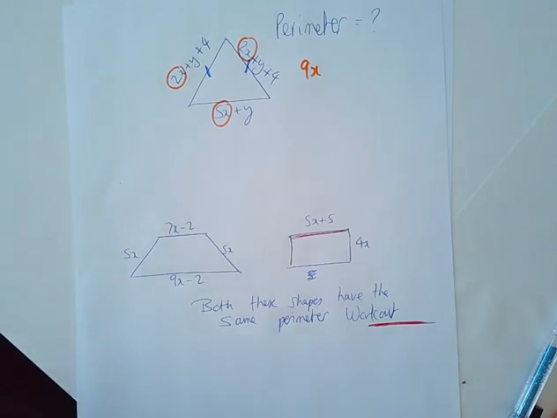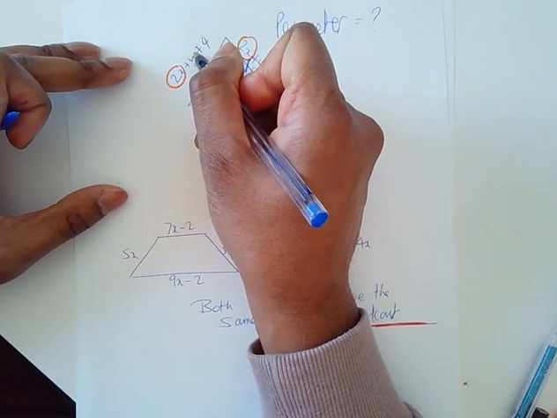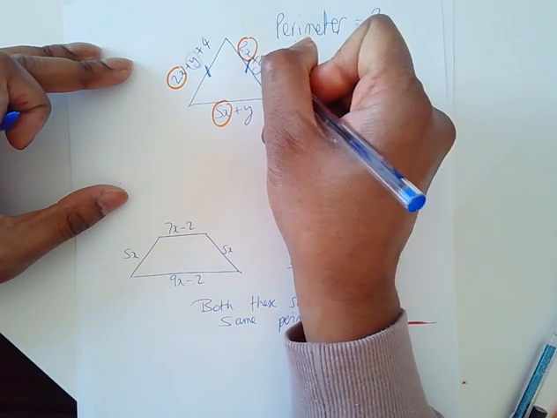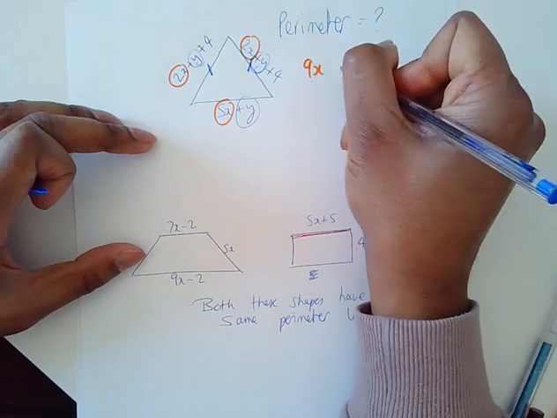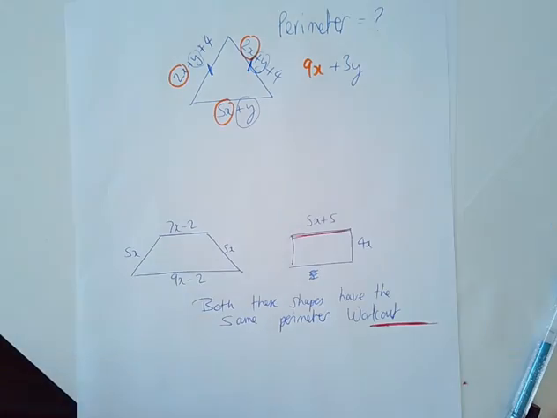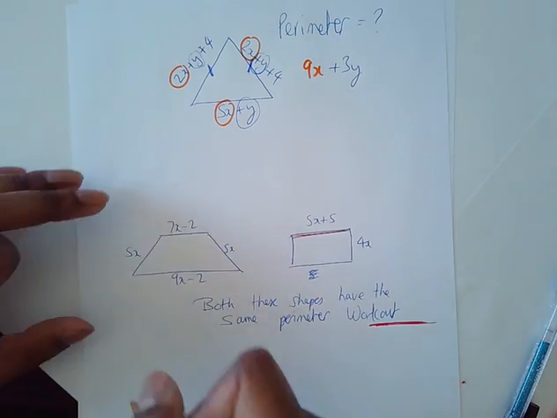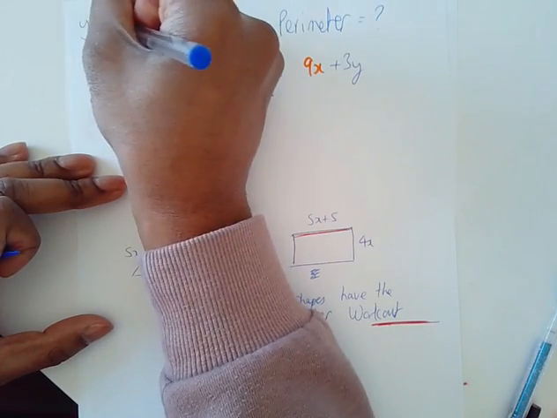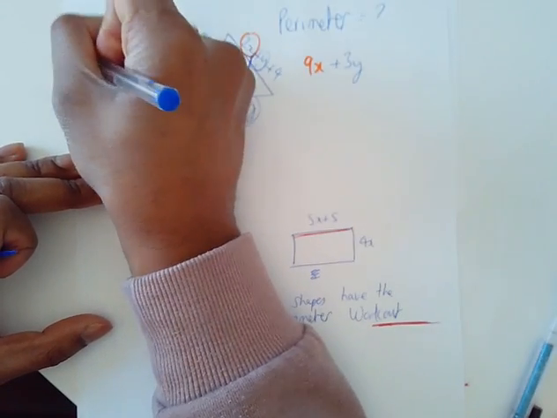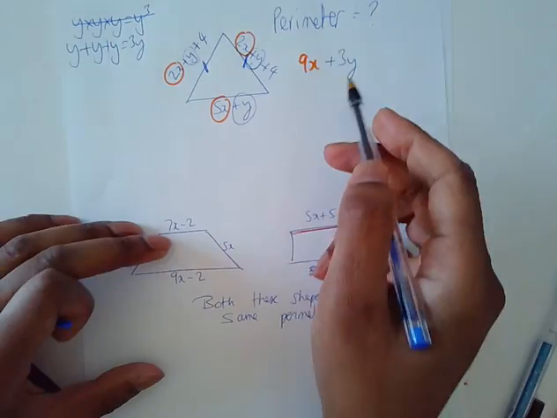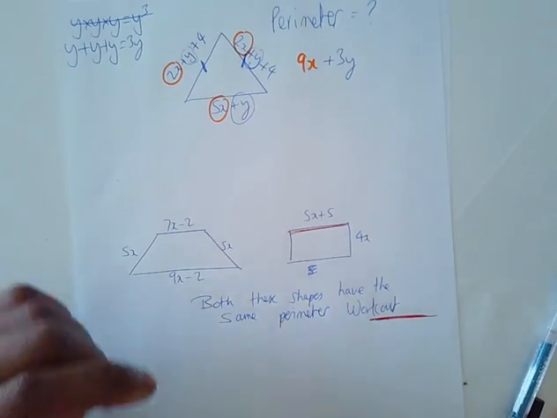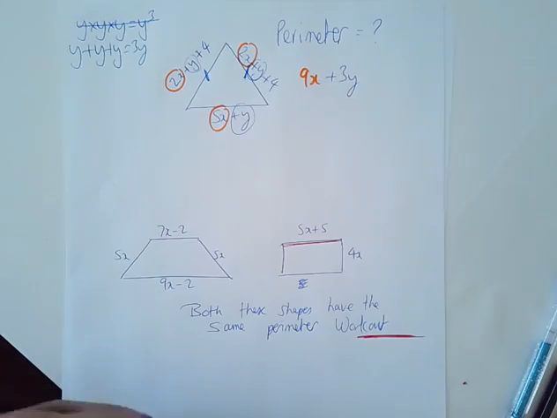Then add up the y terms. You've got a positive y, 1y plus 1y plus 1y makes 3y, not y to the power of 3. If you had that, then it would be this, but we are adding just y's, so that's 3y, not that one. 3y. And now just the number terms we've got left over.